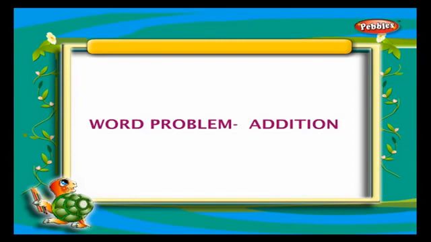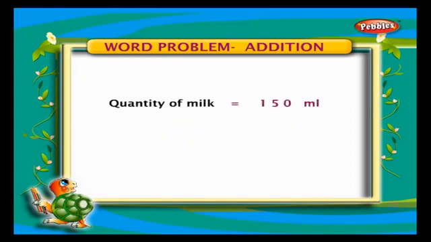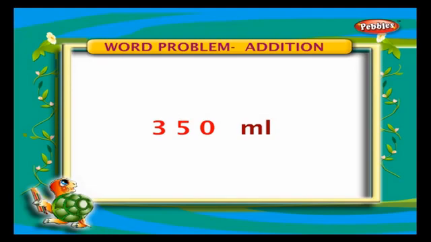Word problem. Addition. Meera drank a cup of milk, which is 150 milliliters, and Nitya drank a cup of juice, which is 200 milliliters. What is the total capacity of both the liquids? Quantity of milk is equal to 150 ml. Quantity of juice is equal to 200 ml. Add ones column, we get 0. Add tens column, we get 5. Add hundreds column, we get 3. So, the total quantity of liquid together is 350 ml.